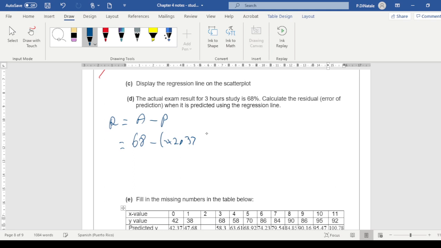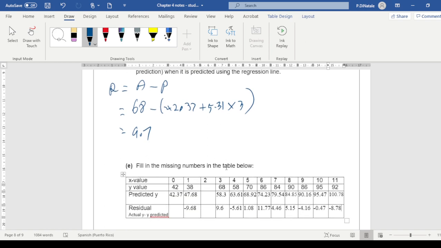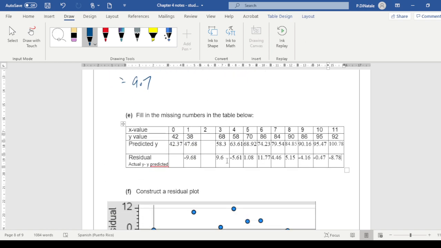Now you can do this separate, plus 5.31 times 3 hours of study. And when I work that out, I get 9.7. So there is my residual value. Don't round off for your residual value. Part E, fill in the missing numbers in the table.